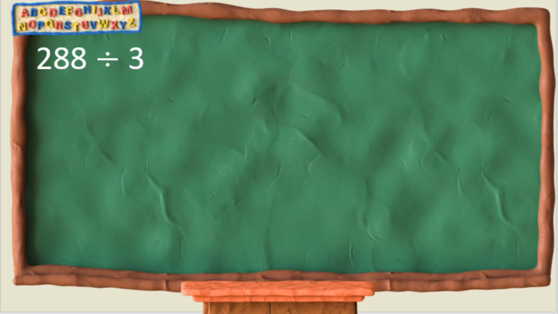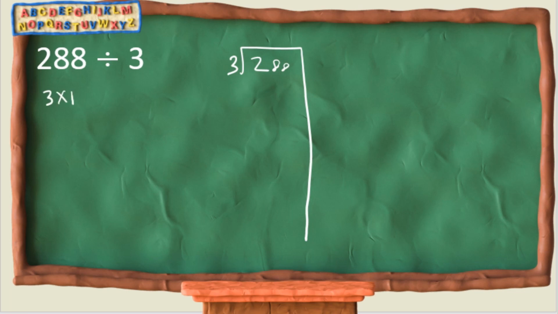So this time my divisor is 3, so I will need my factors for 3. So let's go ahead and set up your problem. 3 into 288. Draw a line on the side for all of our quotients. And now I'm going to do my facts for 3. 3 times 1, 3 times 2, 3 times 5.